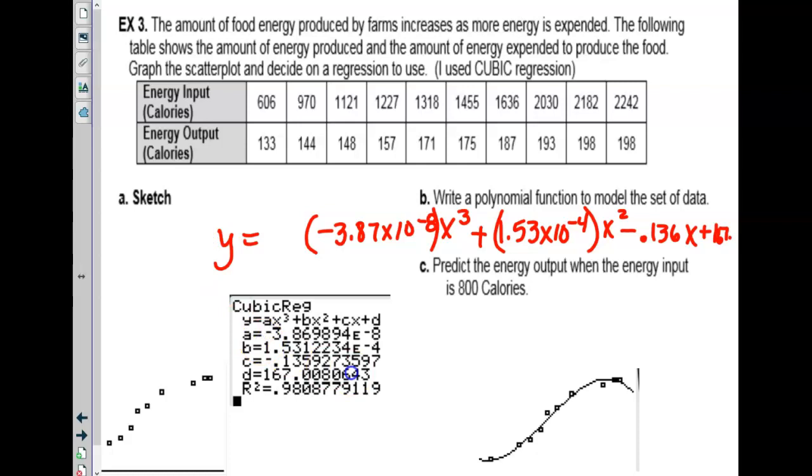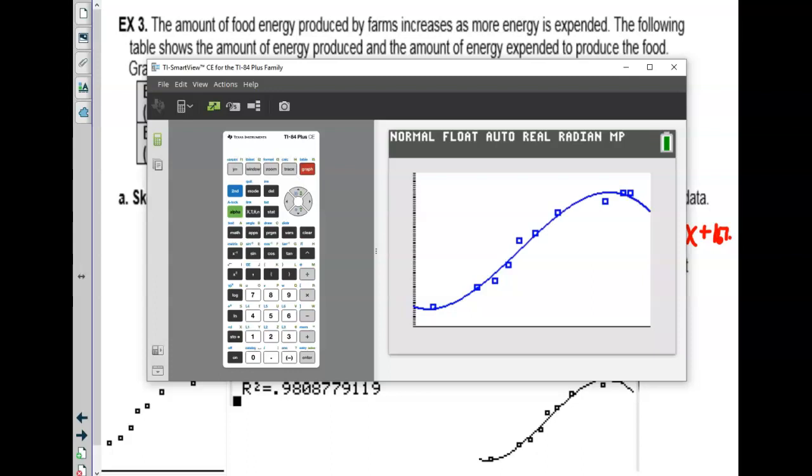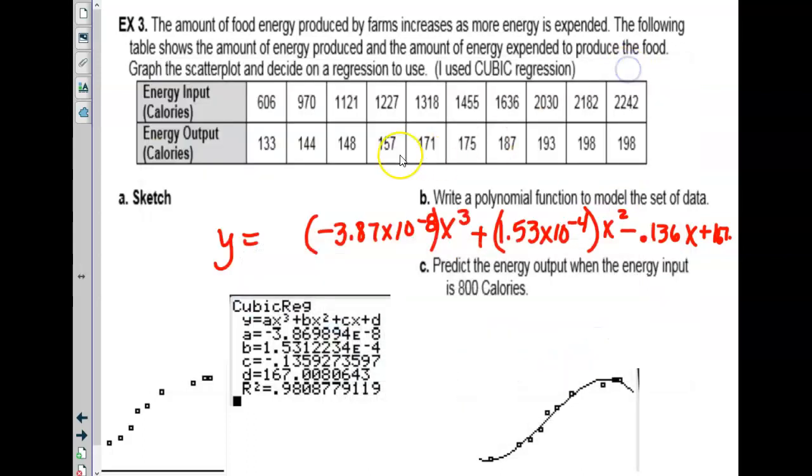That one is icky. Let's see how well it actually fits. If I go to the graph. It fits pretty good, but it does dive down at the end, doesn't it? So if we were to use that, by the way, I didn't read what the question was. Amount of food energy produced by farms increases as more energy is expended. The following table shows the amount of energy produced and the amount of energy expended. Okay, predict the energy output when the input is 800 calories. So I'm putting in 800, so how do I do that?